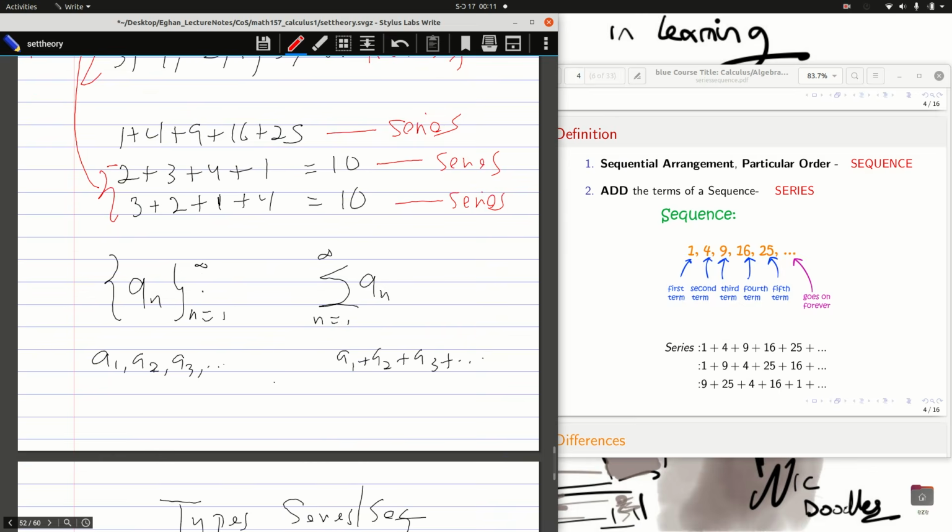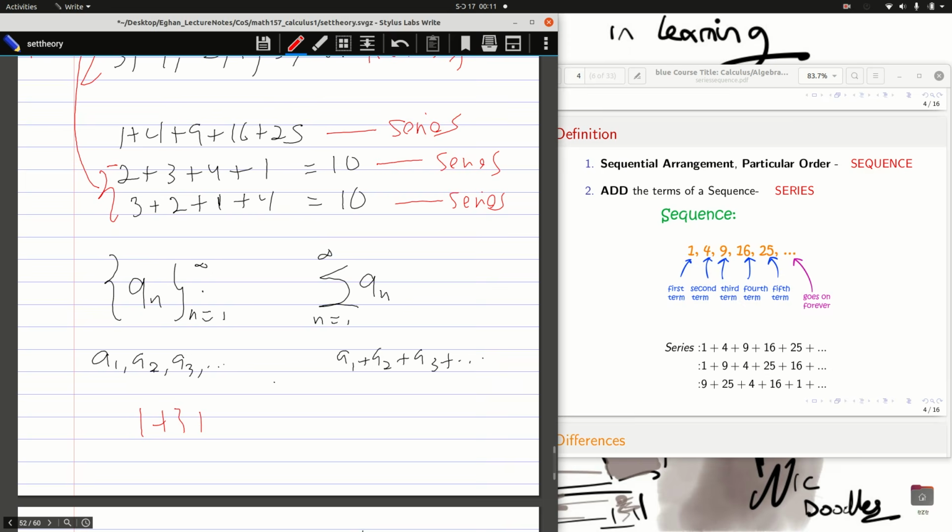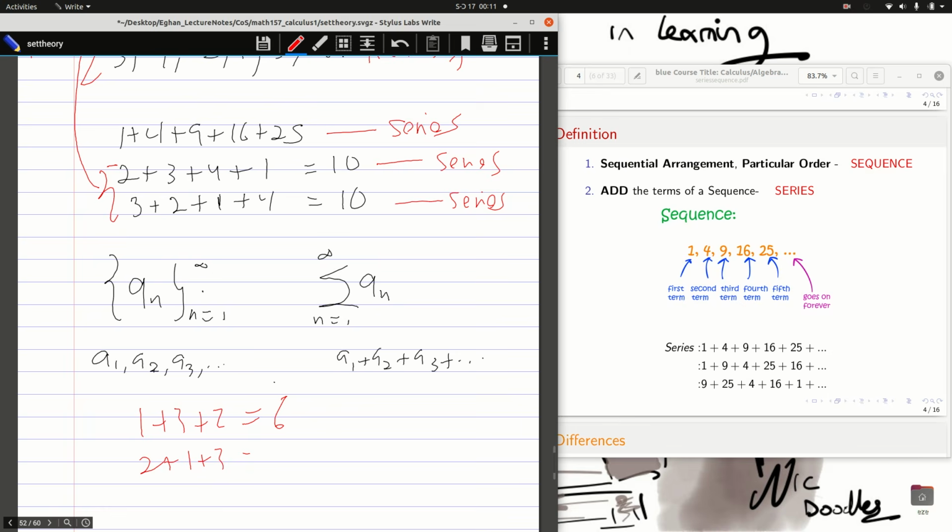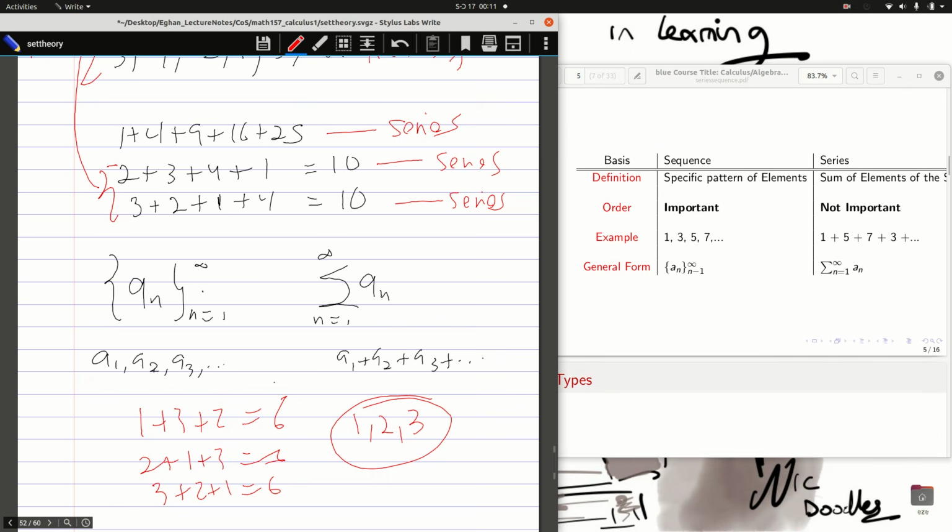1 plus, in fact, 1 plus 3 plus 2 is 6. 2 plus 1 plus 3 is 6. 3 plus 2 plus 1 is still 6. So that's the interesting thing about series. We don't care how the order is. But if it were to be sequence, I'm really interested in the order. That is the main difference. Okay, so I've already talked about the differences here.